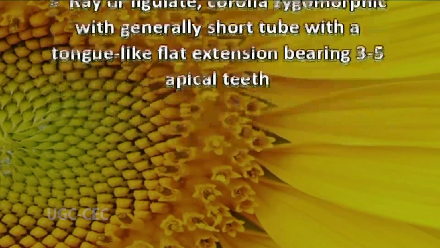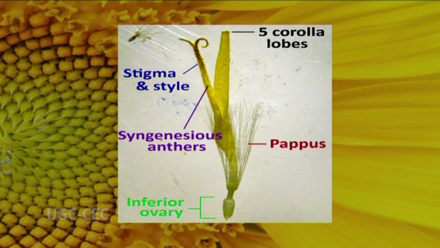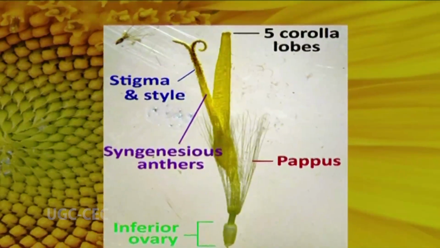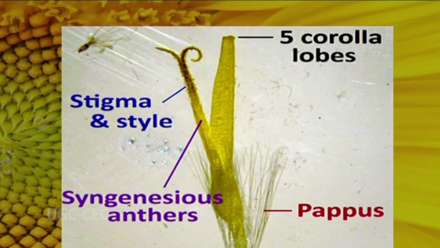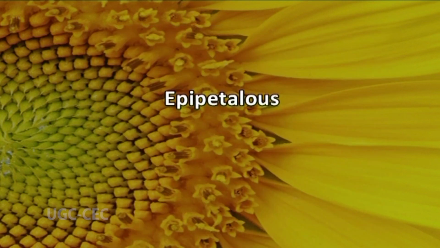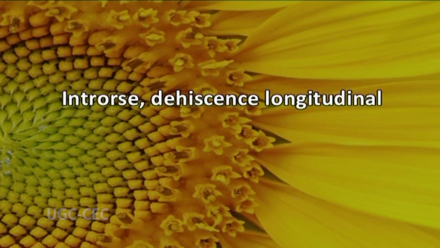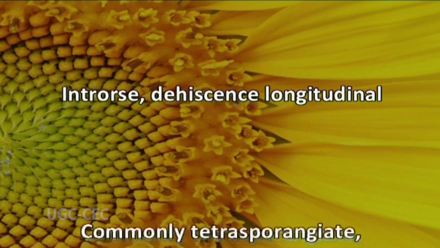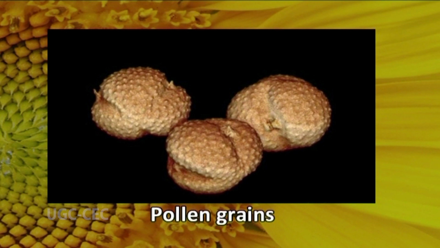After corolla, now we discuss androecium, the male part of the flower. It is comprised of stamens, which are usually 5 in number. These are whorled, alternate to petals, syngenesious. Syngenesious is a special feature that we see in Asteraceae, wherein the filaments are free and the anthers are fused on the top. By this, they form a tube around the style. The androecium is also epipetalous. The anthers on the top of the stamens are basifixed with apical or basal appendages. The anthers are introrse, and the dehiscence is longitudinal. The anthers are commonly tetrasporangiate, but occasionally they can also be bisporangiate. The pollen grains are characteristically tricolporate in Asteraceae.